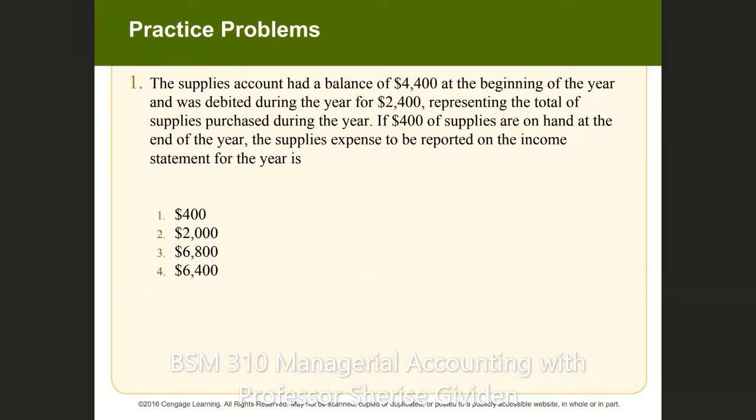So they're saying that the supplies had a balance of 4,400, and it was debited 2,400. So that's an activity that happened in the account. And 400 are on hand at the end of the year, so our 400 is going to be our ending balance. So supplies is an asset or a liability or an equity. But it doesn't say 400 balance, it says $400 of supplies.